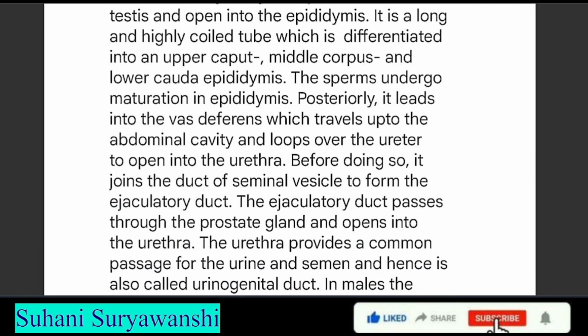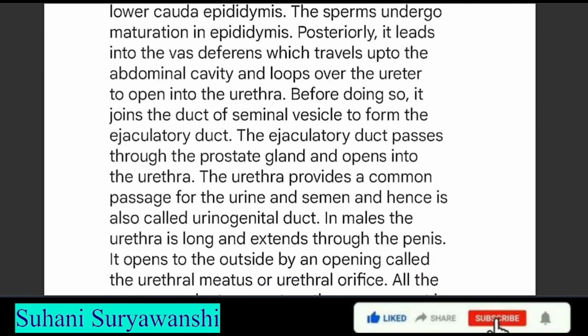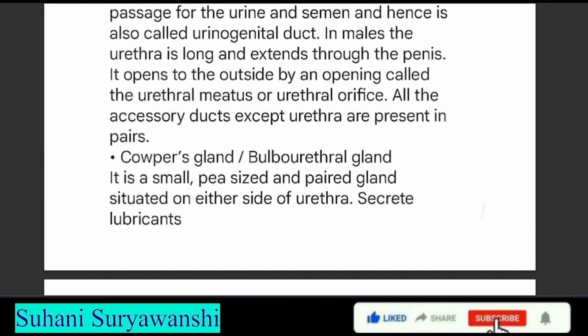Posteriorly, it leads into the vas deferens, which travels up to the abdominal cavity and loops over the ureter to open into the urethra. Before doing so, it joins the duct of the seminal vesicles to form the ejaculatory duct. The ejaculatory duct passes through the prostate gland and opens into the urethra. The urethra provides a common passage for the urine and semen and hence is called the urinogenital duct. In males, the urethra is long and extends through the penis. It opens to the outside by an opening called the urethral meatus or urethral orifice.